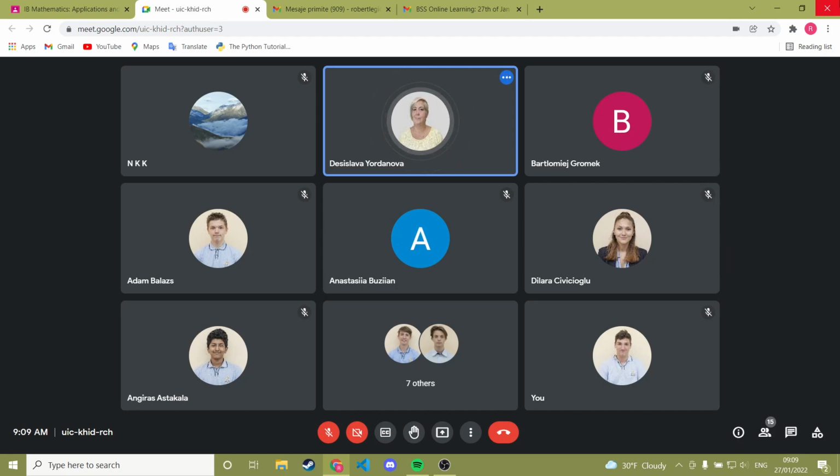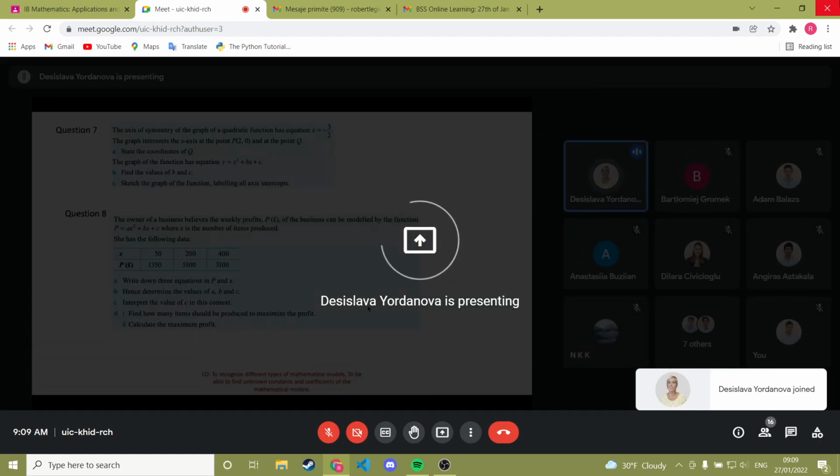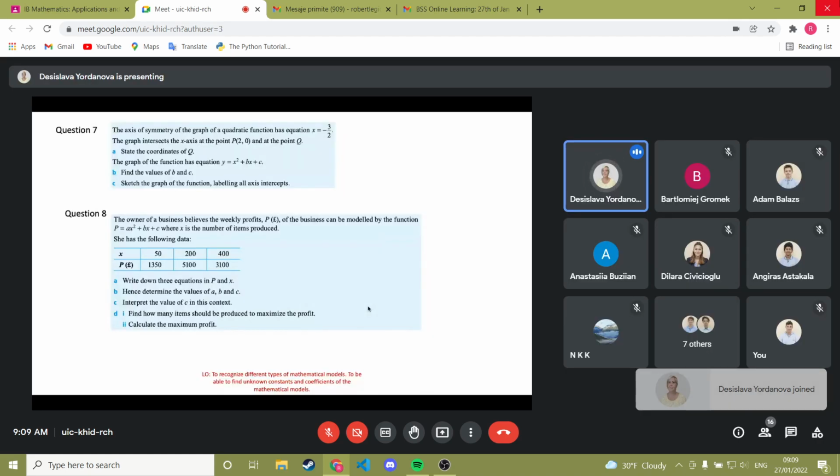So the next question was, write down the three equations in P and X. We did it. We simplified them. Hence determine the values of A, B, and C. We just did it. Interpret the value of C in this context. Looking at the quadratic model, what does the value of C tell us?